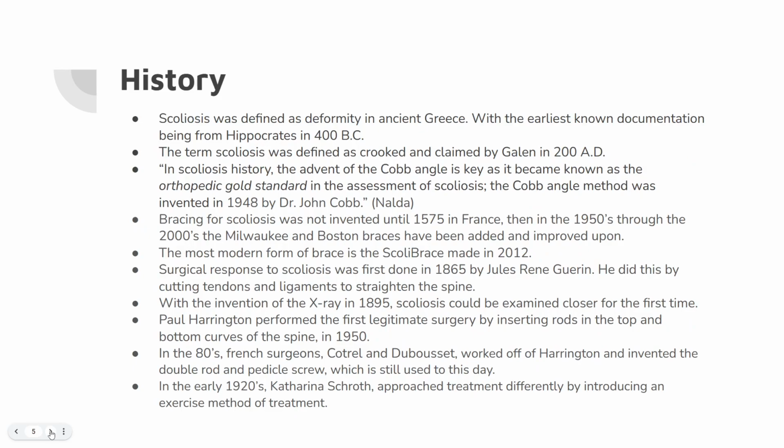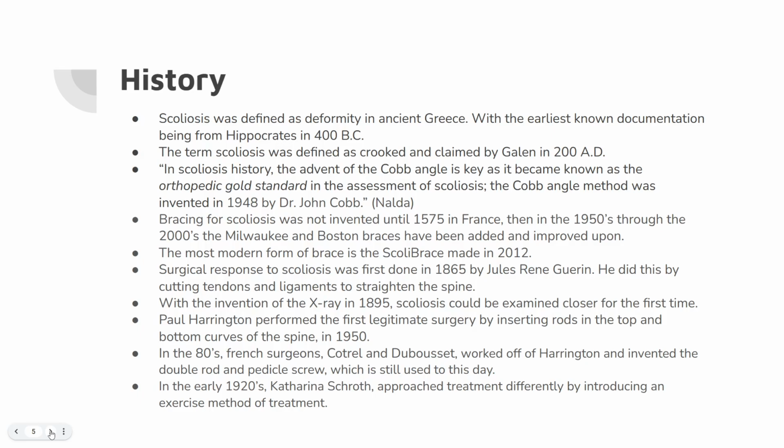Some history. Scoliosis was defined as deformity in ancient Greece, with the earliest known documentation being from Hippocrates in 400 BC. The term scoliosis was defined as crooked and claimed by Galen in 200 AD. In scoliosis history, the advent of the Cobb angle is key, and it became known as the orthopedic gold standard in the assessment of scoliosis.